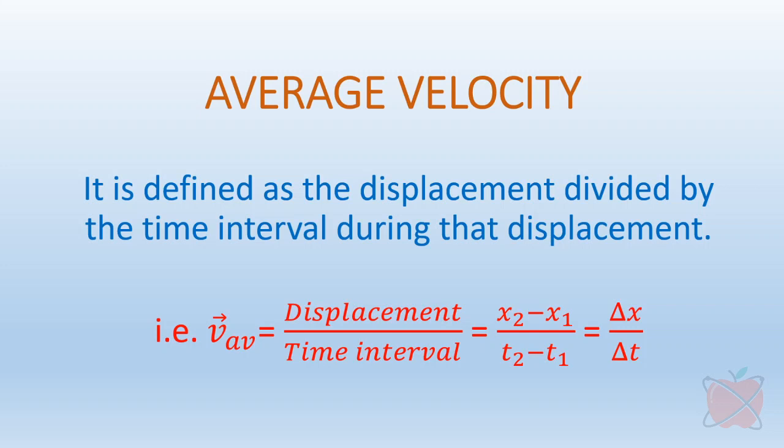Now for this average velocity, I want to do one graphical interpretation. Before we discuss the graphical representation of the average velocity, I want to discuss something first, and that is the slope of a line. Slope of a line. Now, how many of you know the definition of the slope of a line?